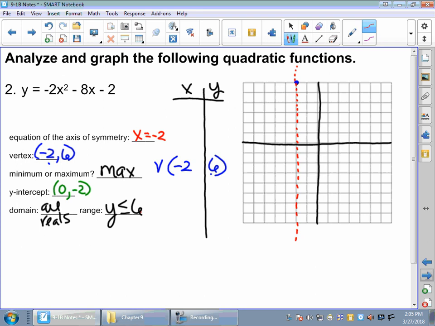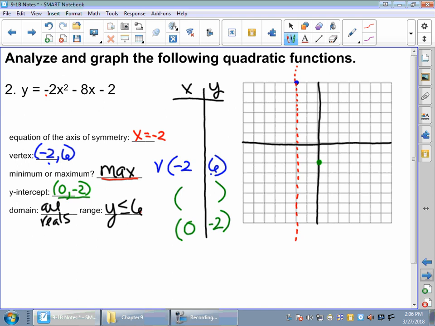So from there, we know it's going to open down because it's a maximum, and that we have a negative a value. And then from there, I need to find some more points. One of the points that I already have is this y-intercept. My y-intercept is (0, -2). So (0, -2) is right here. And that's 2 units to the right of my parabola. So I'm actually going to skip the 1 ordered pair that would go here. I'm going to leave room for it, but I'm going to put (0, -2) down here. It's the second point to the right of the vertex.